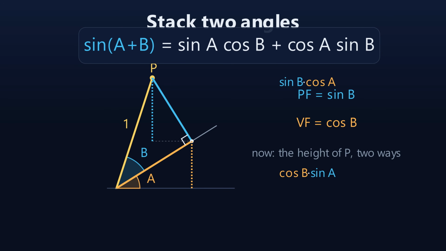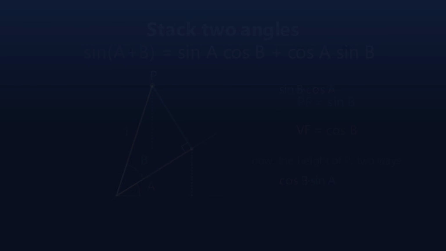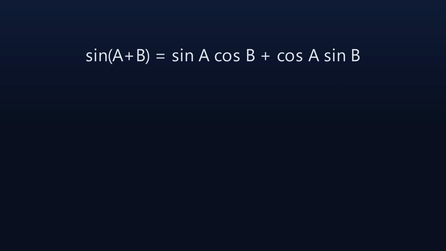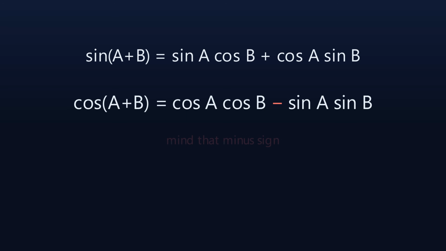But that height is also simply the sine of the whole angle A plus B. Set them equal, and there it is. Track the horizontal positions the same way, and the cosine of A plus B falls out too: cosine A cosine B minus sine A sine B.